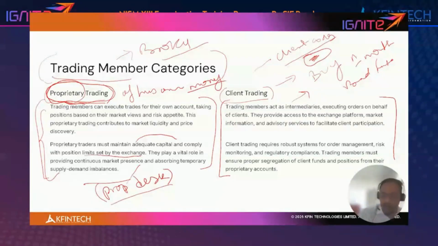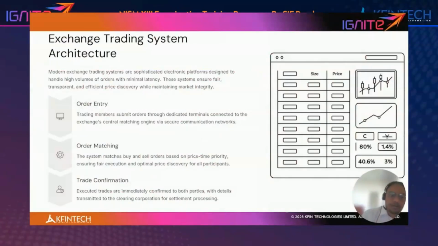Prop desk is trading in their own money. When they're trading in their own money, they are liable to maintain the limits that are set by the exchange. So there are a lot of limits that are set by the exchange. There is open position limit, then there is a total turnover limit, all those things. So there are a lot of limits which are maintained. So the broker has to make sure that he is adhering to these kind of limits.